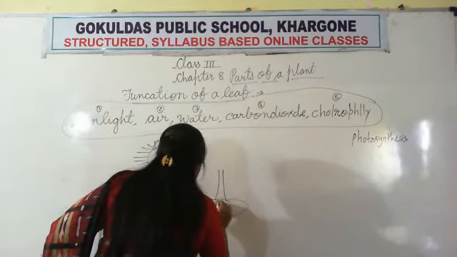Right? And what is the main? Chlorophyll, which is already in the leaf. Chlorophyll, that is the green pigment which is already there in the leaf, right?